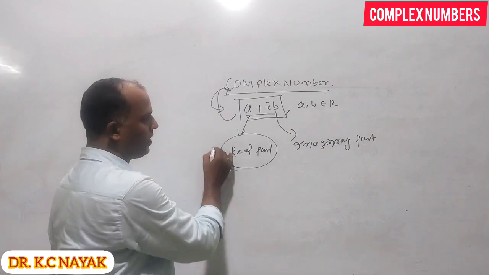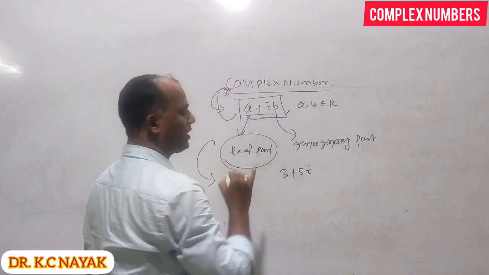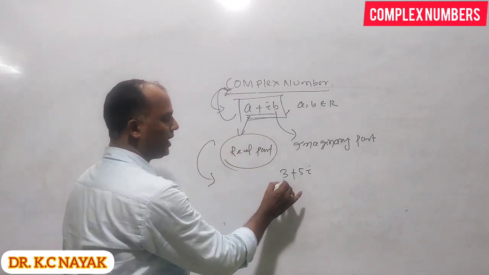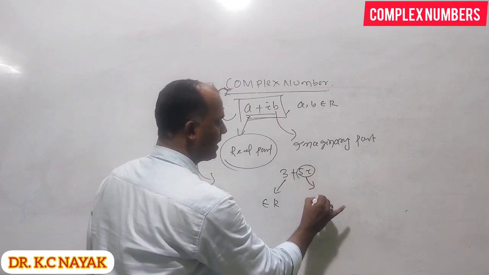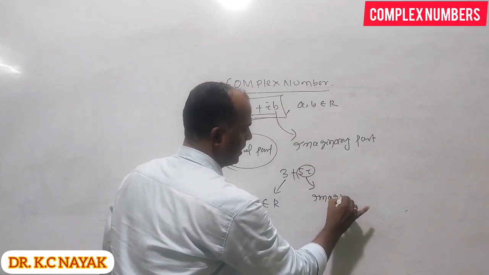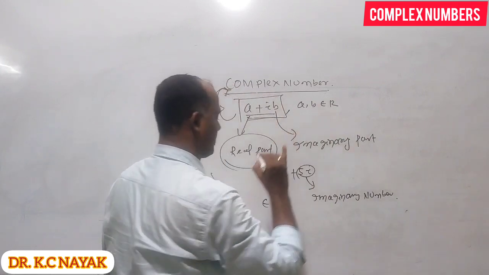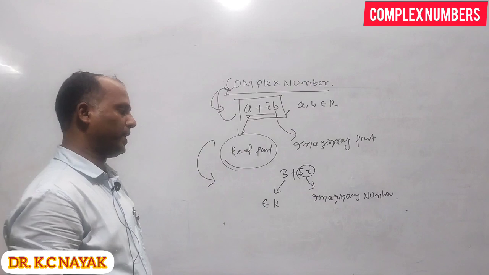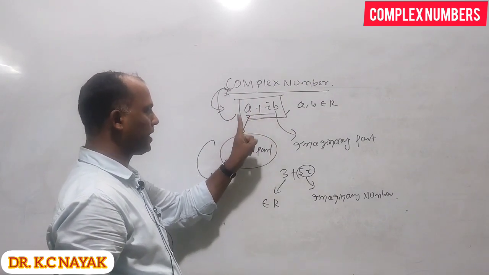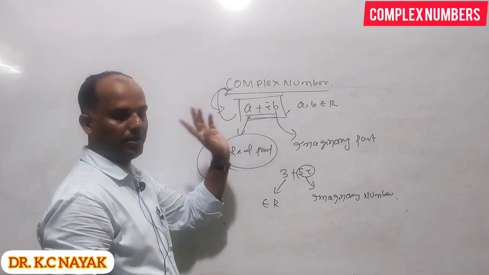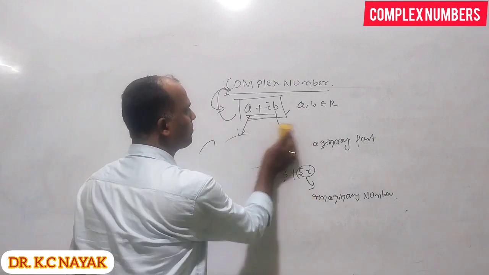Just an example: suppose 3 plus 5i. Here 3 is a real number, belonging to R, but 5i is an imaginary number. Right or not? It is an imaginary number, that is 5i. That means a complex number has a real part as well as an imaginary part.